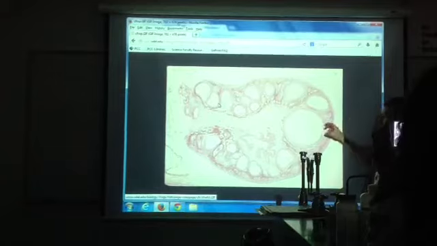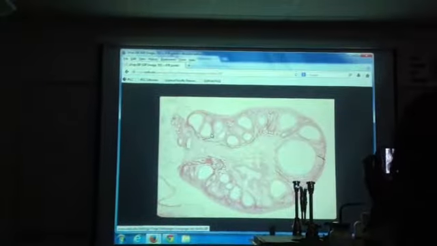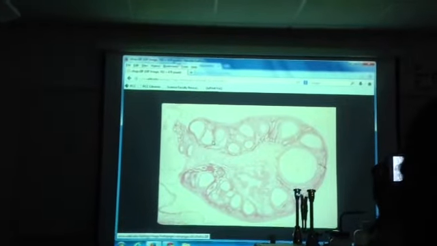This? Yeah. That one was one of these that already ovulated or is going to ovulate, so they just missed the egg when they sliced it. That would be the antrum of the mature follicle. Okay.